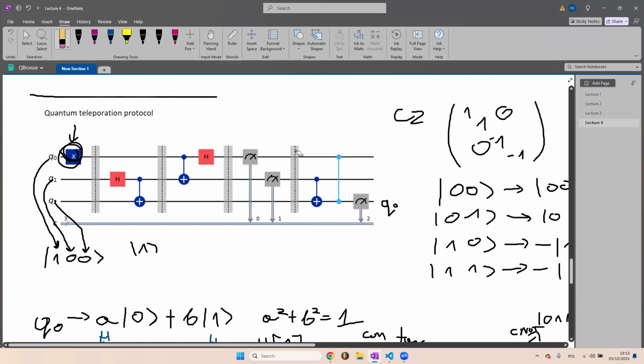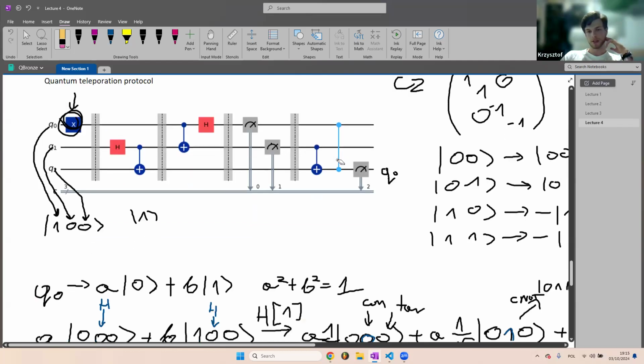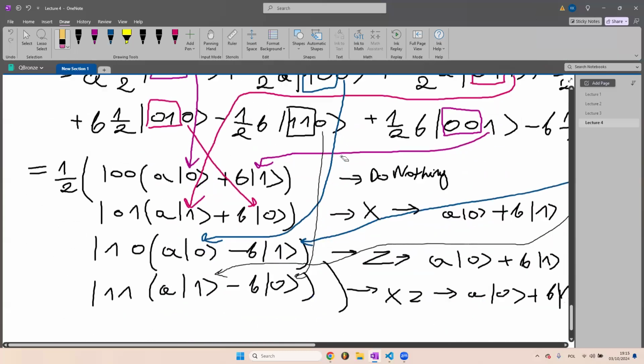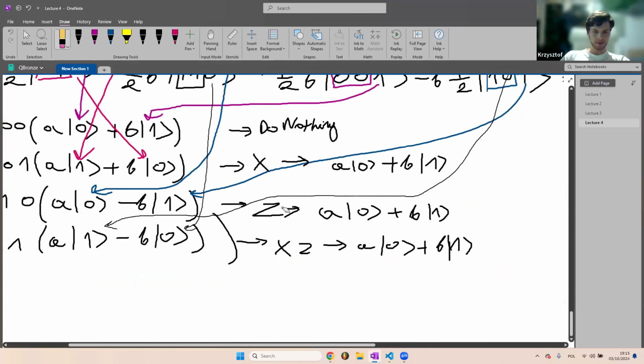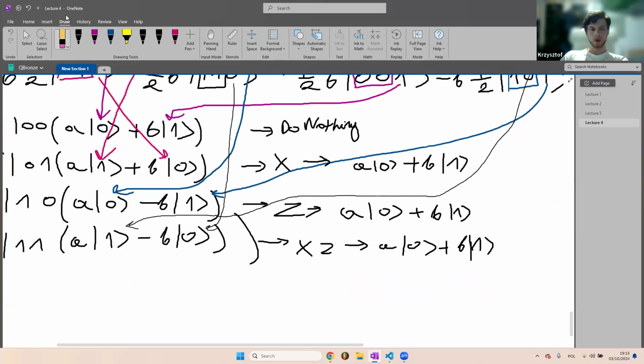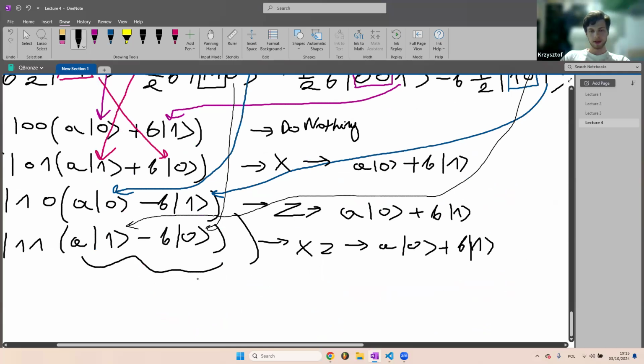Because after the measurement, the qubits become classical bits of information. So in this particular example, it doesn't matter whether you apply the X gate first or the Z gate first, or in reverse, because the output will be the same. But in general, this is not true.